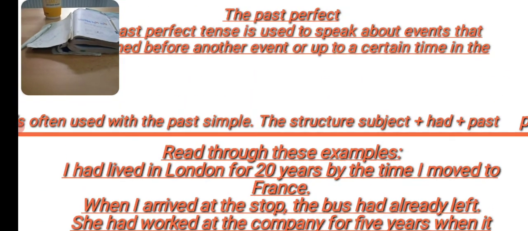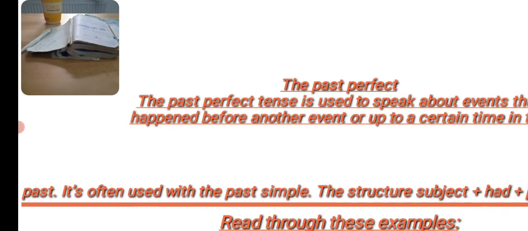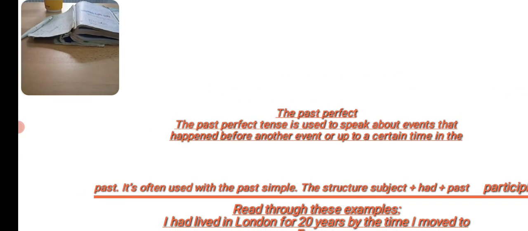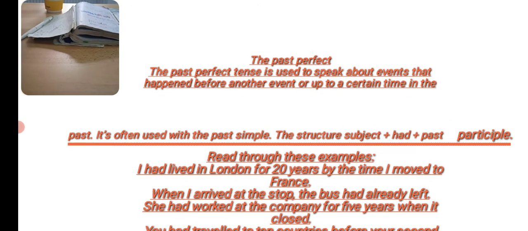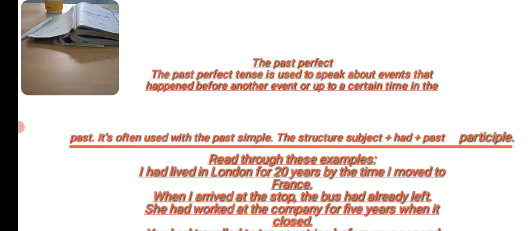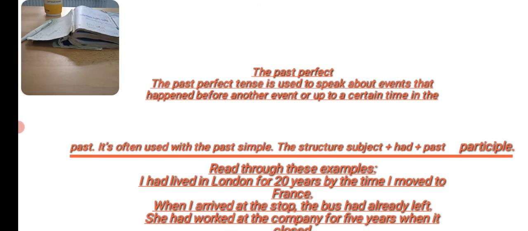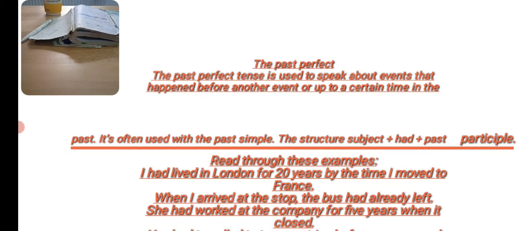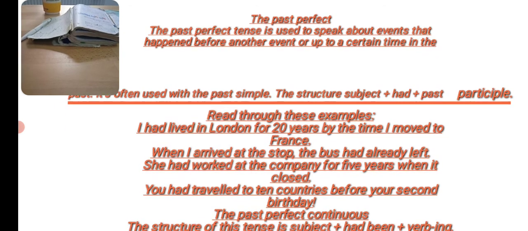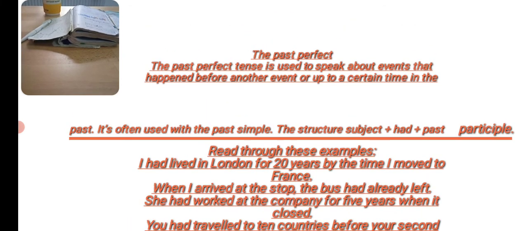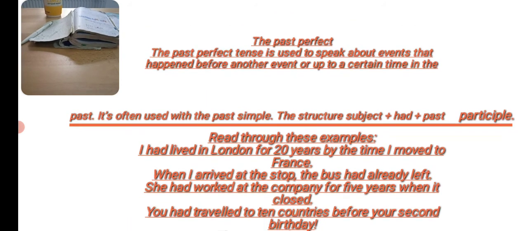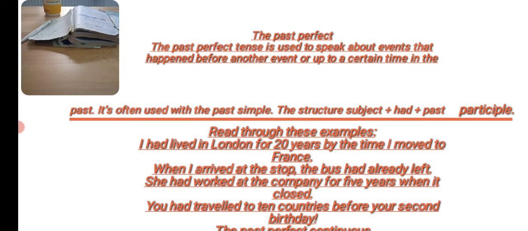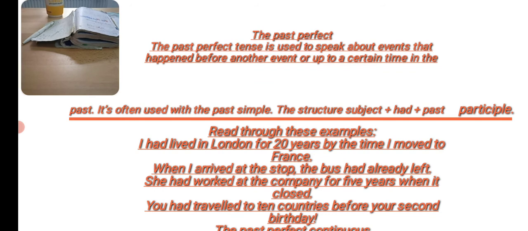So, the way we make the past perfect, the structure is subject plus had plus past participle. For example, I had lived in London for 20 years by the time I moved to France. I had lived in London for 20 years.